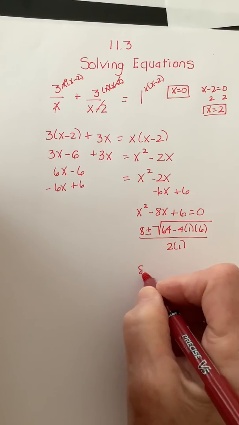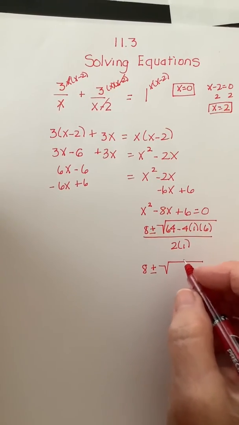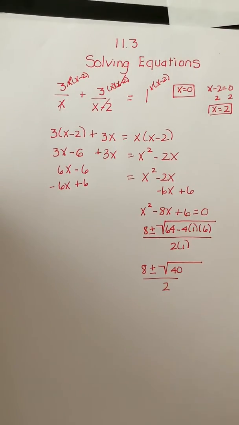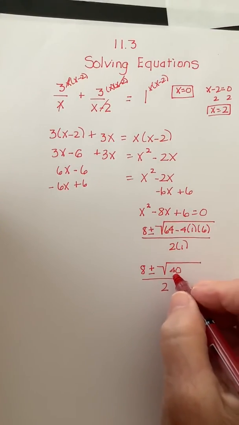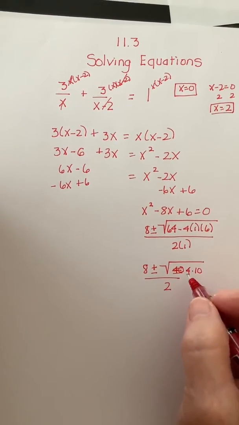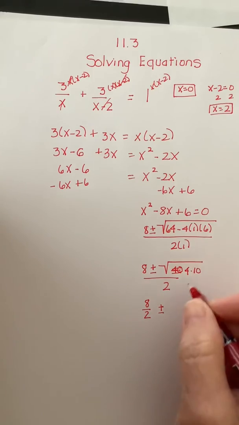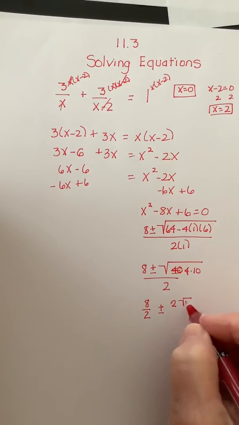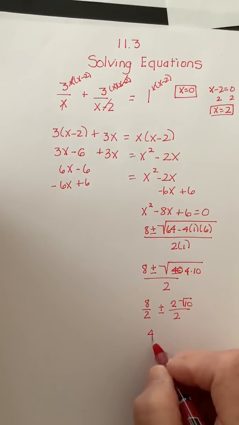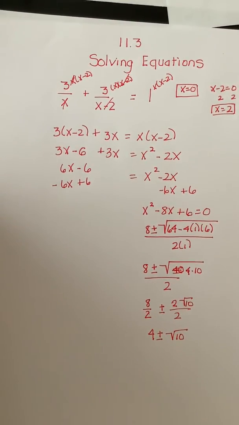This is 8 plus or minus the square root of 64 minus 24 is 40, all over 2. Okay, 40, just for the sake of time, isn't 40 4 times 10, because 4 is a perfect square, which is the reason why I did that. So this is going to be 8 over 2 plus or minus the square root of 4 is 2 times the square root of 10 over 2. So 8 over 2 is 4 plus or minus 2 over 2 is 1. So that's the square root of 10. Okay, those are your two answers.